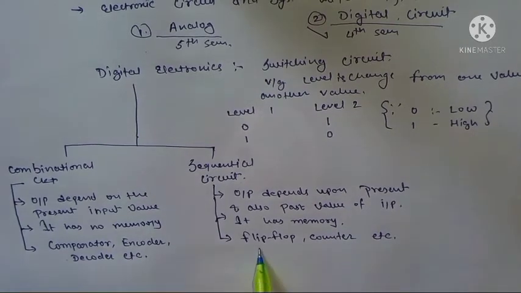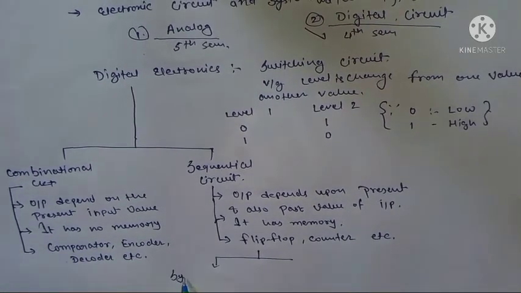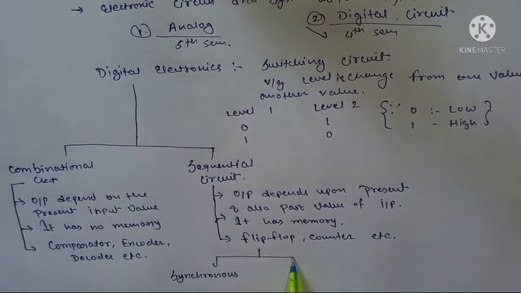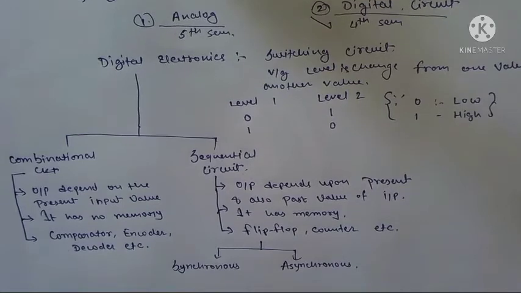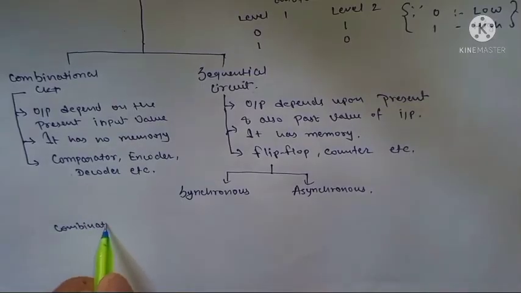Sequential circuits have two types. First one is synchronous sequential circuit and second one is asynchronous sequential circuit. We will study these two types of sequential circuit in our upcoming lectures.